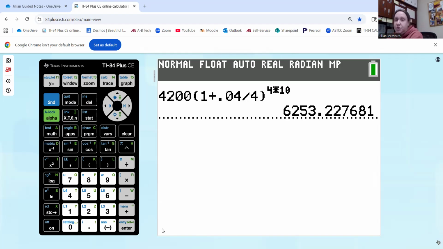So we have $6,253. And then we have 0.227. That second 2 is in the hundreds place. So we look 1 digit to the right of that. We have a 7. That tells us to round up. So I'm going to make this $6,253.23. This one mathematically rounds up. Okay?